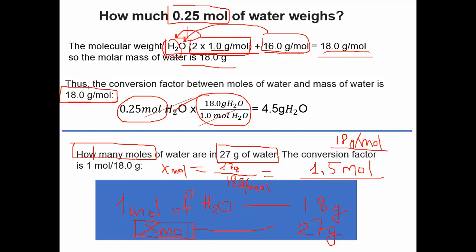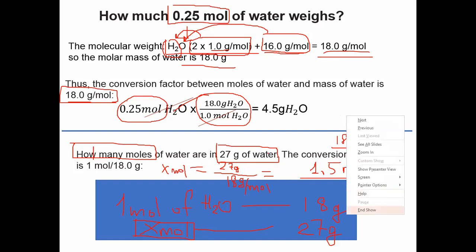So the number of moles of water, which is 27 grams, is going to be 1.5 moles of water. Okay? Is that clear for everyone, or should we discuss a little more? No, that's okay. It's clear. It's okay, right? Good.